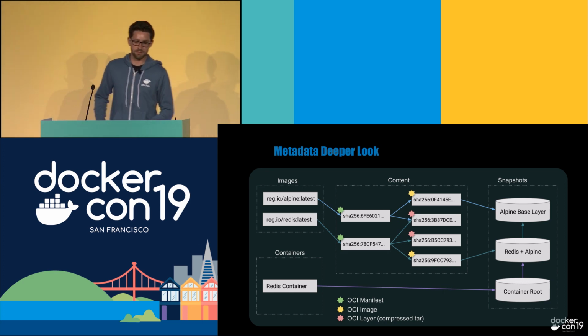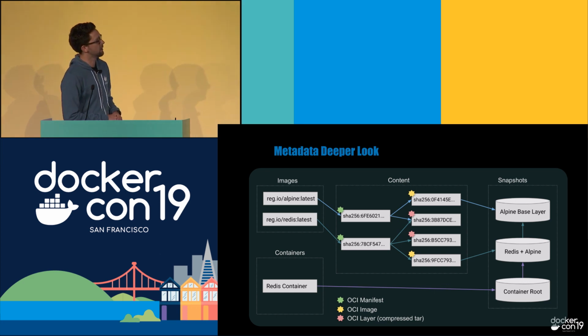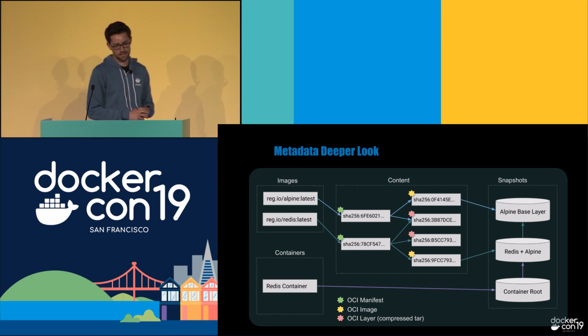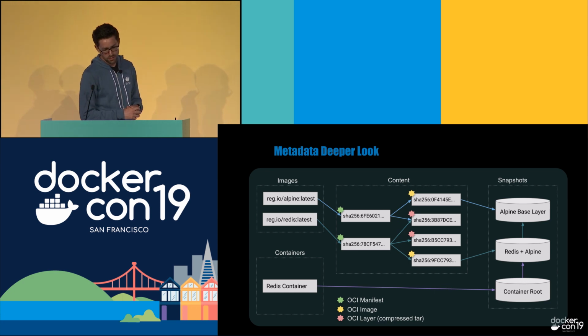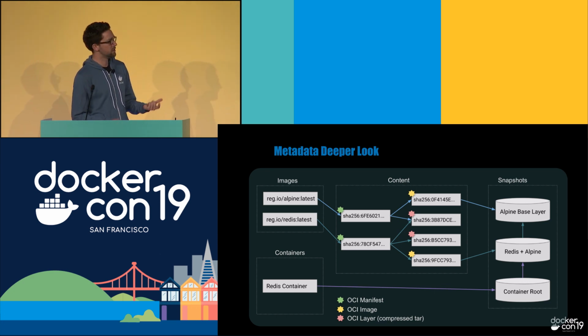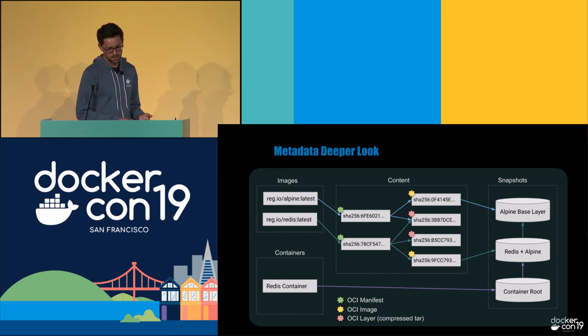So in this case, I'm showing an example where you might have two containers. You might have an Alpine container. That Alpine container is just going to have a single layer. In containerd, that image is just going to point to an OCI manifest. That OCI manifest is going to have pointers to the OCI image, which we also refer to as the image config, as well as a compressed tar layer.